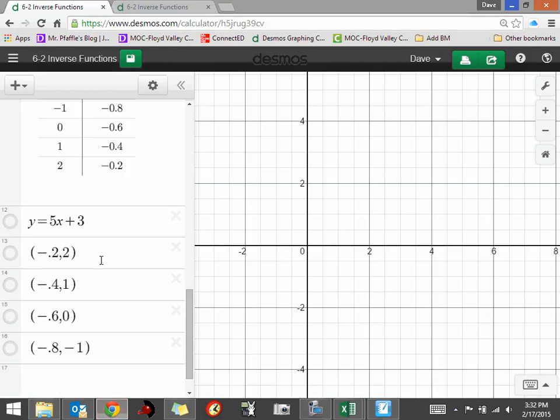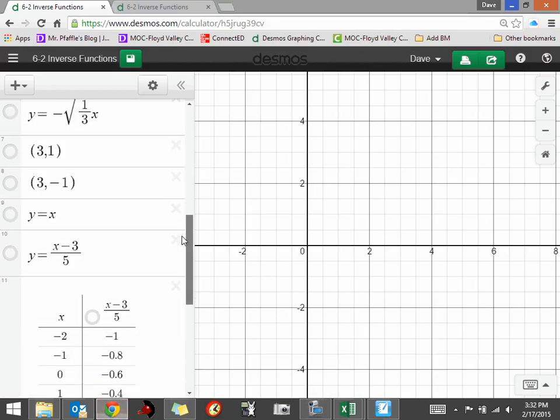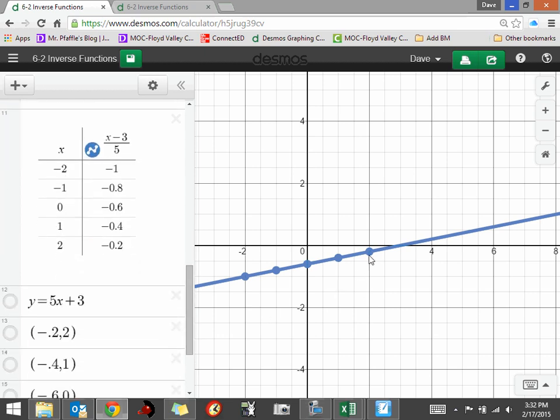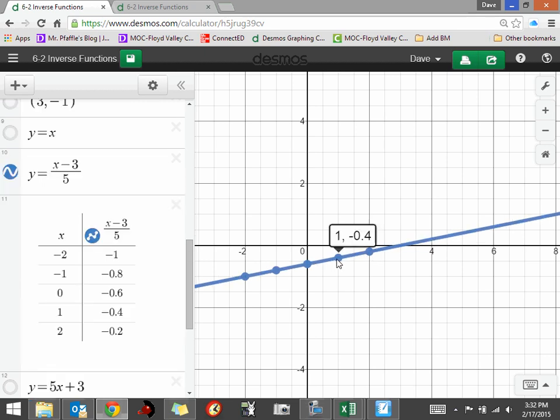So this is our original function, y equals x minus 3 over 5. I'm going to show you some ordered pairs of this function rule by clicking on that. So here are the ordered pairs in a table, and I also have them shown on the graph. So this is the ordered pair 2 and negative 0.2, and this is the ordered pair 1 and negative 0.4, right down the line. If I put them all on there, they get kind of messy, so I'll just put a few on there.